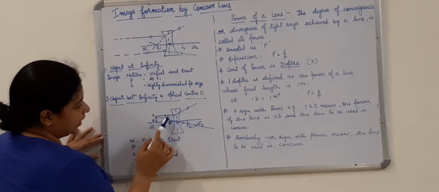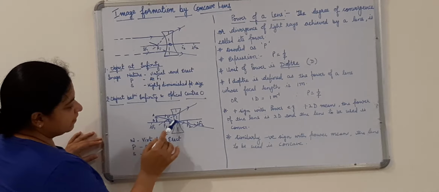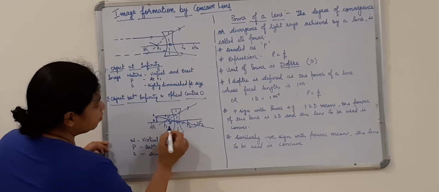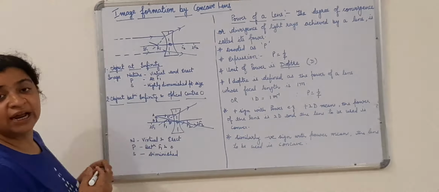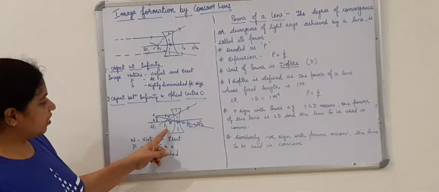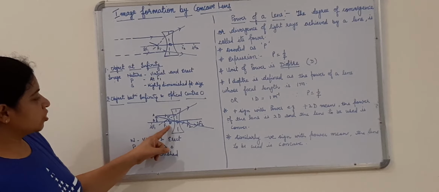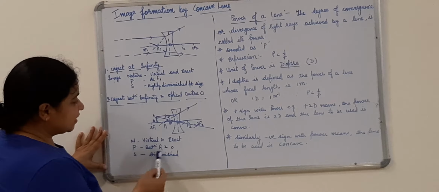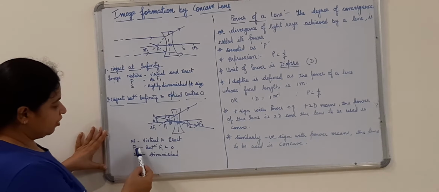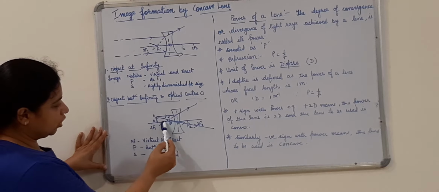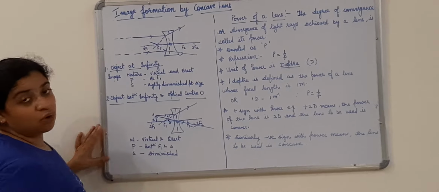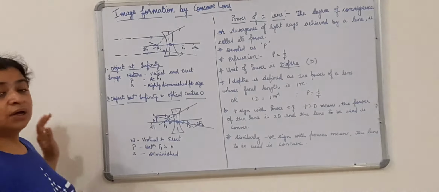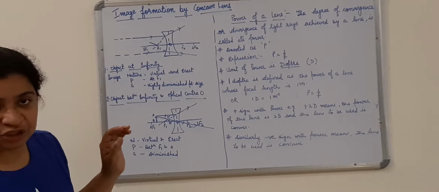So, when I retrace the path of these two light rays, I will notice that they are intersecting at this point. Which point? That point is between F1 and the optical center. So you see the size of the image formed in this case. Size is diminished. Where is the position? Between F1 and O. What is the nature? Nature is virtual and erect, because again this image is formed by the virtual intersection of the light rays.